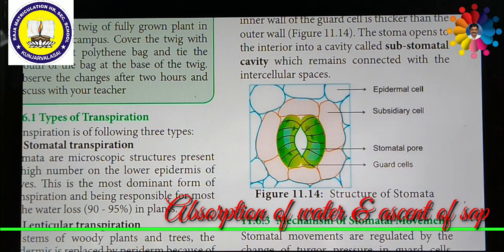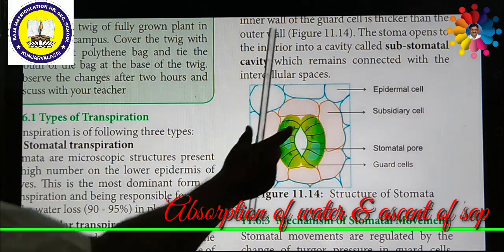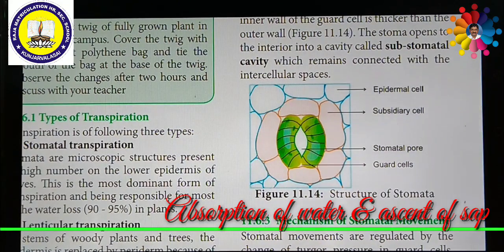If water is scarce inside the leaf, then the stomata are closed. So due to the opening and closing of stomata, transpiration is occurring. Various stages of the mechanism of stomatal movement take place. How the various types of mechanism of stomatal movement take place, we shall see one by one.